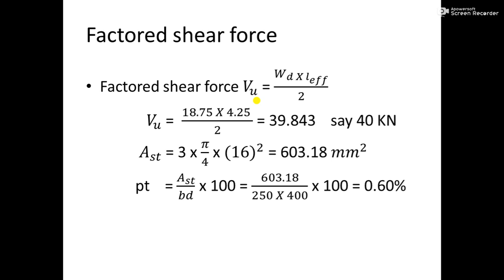Then you have to calculate the factored shear force. For a simply supported beam the reaction is the shear force, and the reaction is half of the total load, that is WL by 2, and the shear force is 39.84, say 40 kilonewton. And Ast, 3 bars of 16 mm diameter, so Ast is 603.18 mm square, and percentage of steel is Ast upon bd into 100, that is 0.60%.